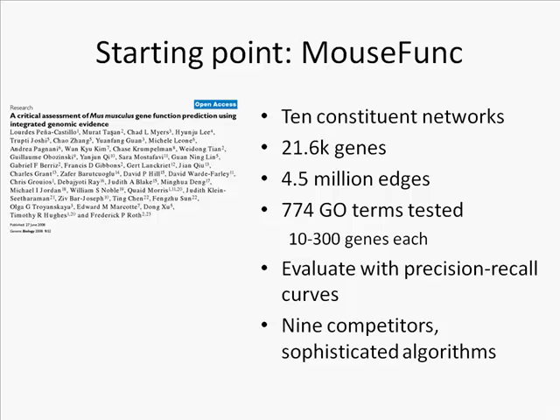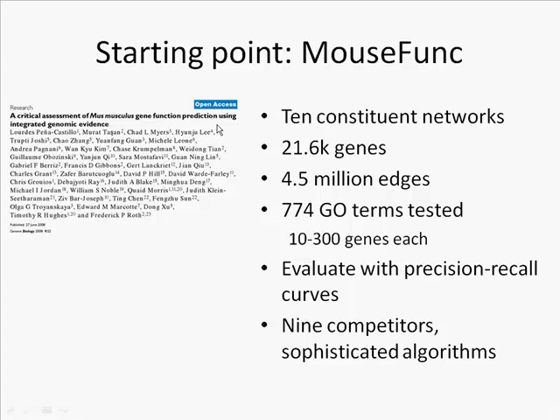Okay, so we started out looking at this question in a large, very well described set of gene networks for mouse. This was used in a friendly competition of gene function prediction algorithms that was published a few years ago. This is the lead paper that summarizes the whole thing, in a special issue of Genome Biology that was dedicated to all the papers.